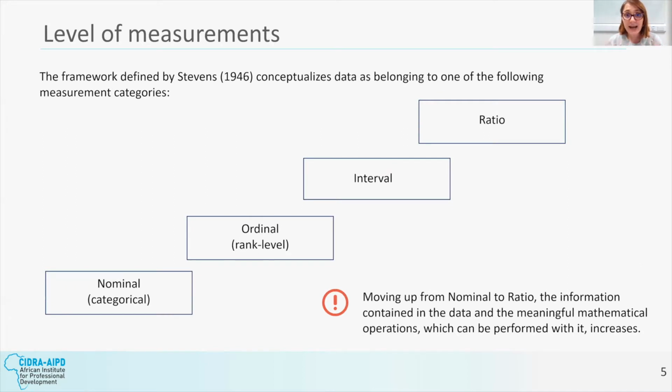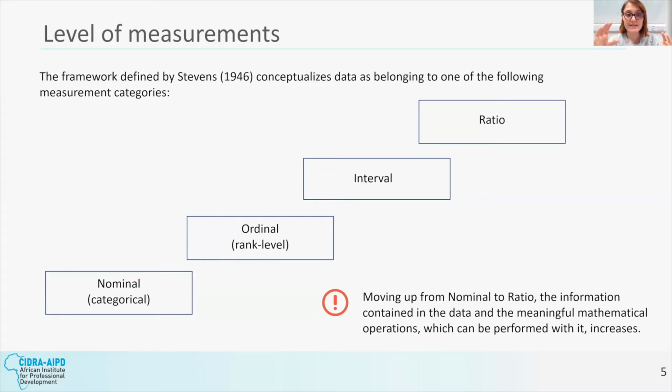So how do we measure data? We have a classification defined by Stevens in 1946, and we have 4 main categories of measurement. So we start with nominal, categorical, ordinal, rank level, interval, and ratio.